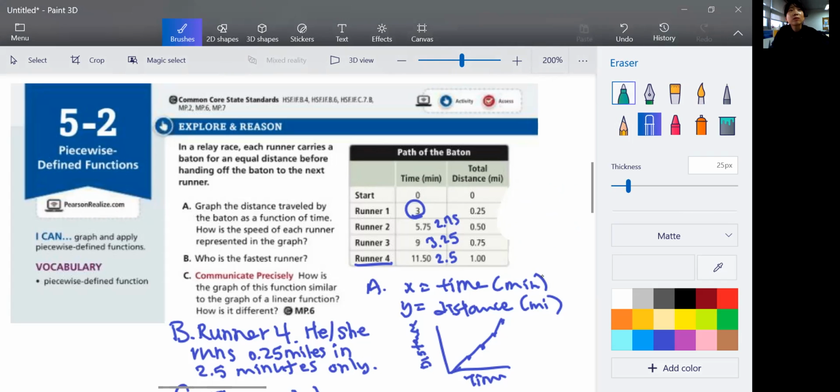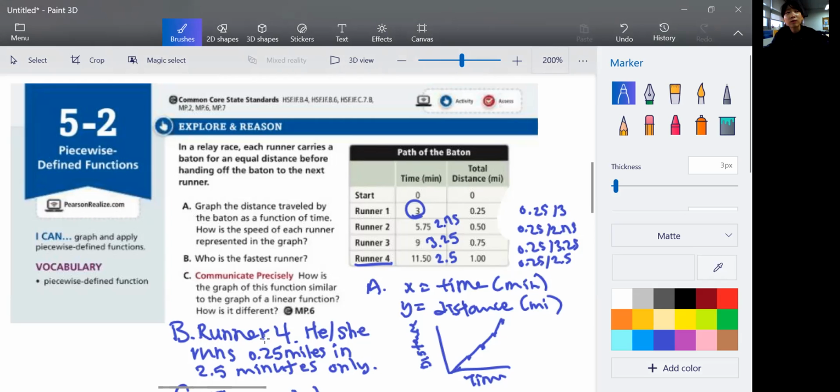I erased some of the table, but that's fine. 0.25. You're going to divide 0.25 by 3, 0.25 by 2.75, 0.25 by 3.25, 0.25 by 2.5, or you can just divide the values of Y by the values of X. Okay, but runner 4 is going to be the fastest.